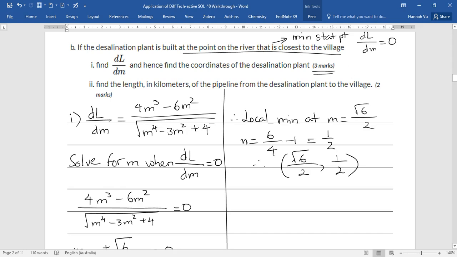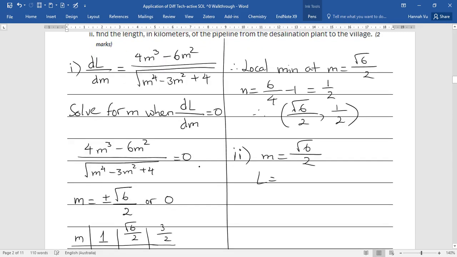The second part: find the length of the pipeline. I think I kind of already did that. Find the length, so this is where you find L. So if m equals square root of 6 over 2, then L is square root of 7 over 2, I think was the answer. L of square root of 6 over 2 is square root of 7. I'm trying to think where the second mark would be.